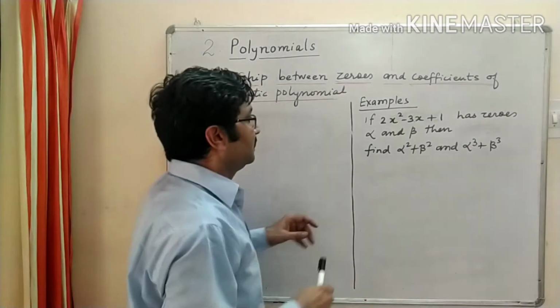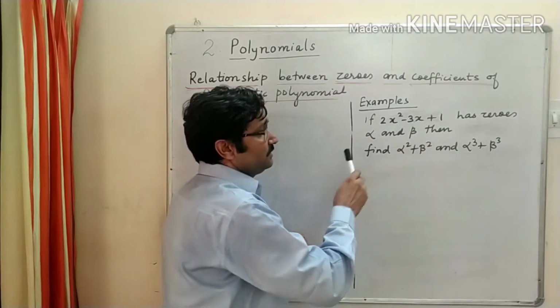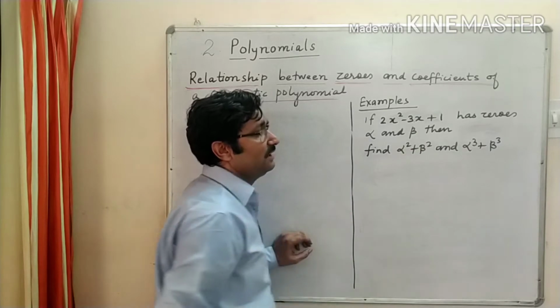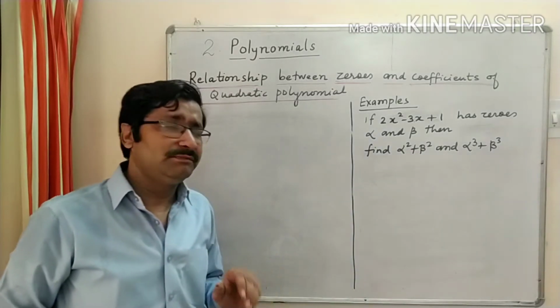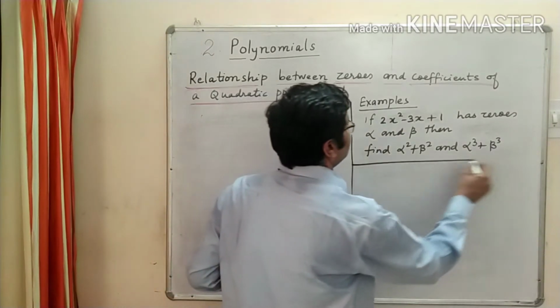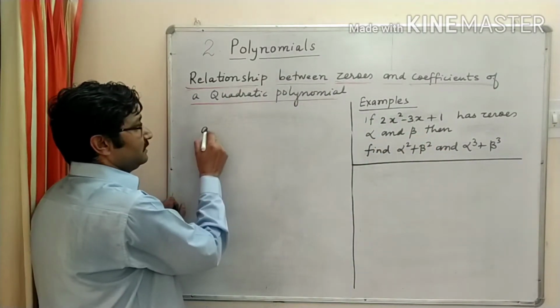Look here all of you, here it is given that 2x square minus 3x plus 1 has zeros alpha and beta. Then you have to find alpha square plus beta square and alpha cube plus beta cube. So how will we find this? Look here, first of all in this question, what is a here? a is 2 here.